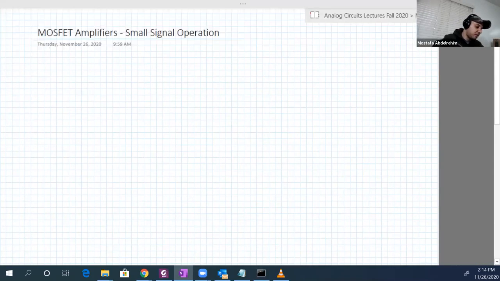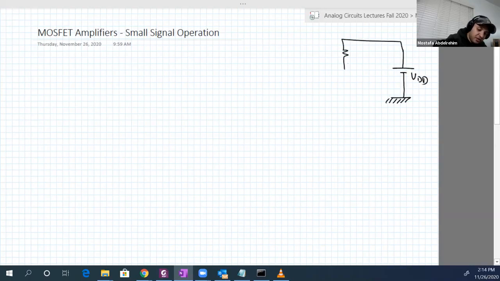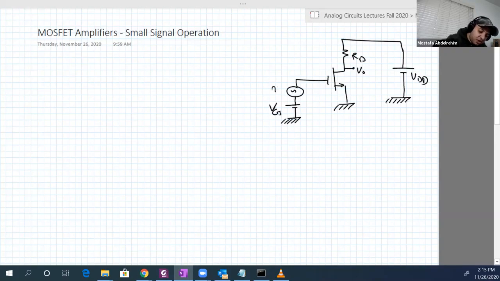For the same circuit, let's do a derivation here. Again, we have the same circuit. We have VDD, then RD, and our NMOS here. Here is VO, which is VDS. And we have two sources, VGS and the voltage that we want to amplify. Both of them together make VGS.